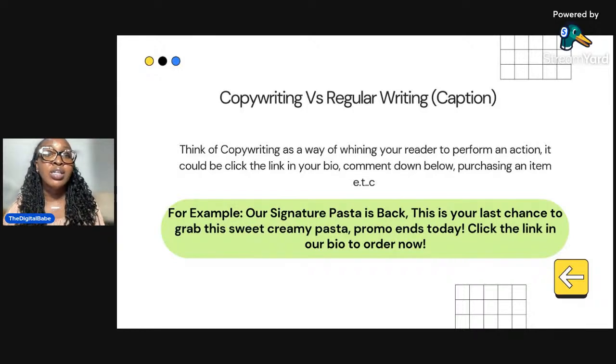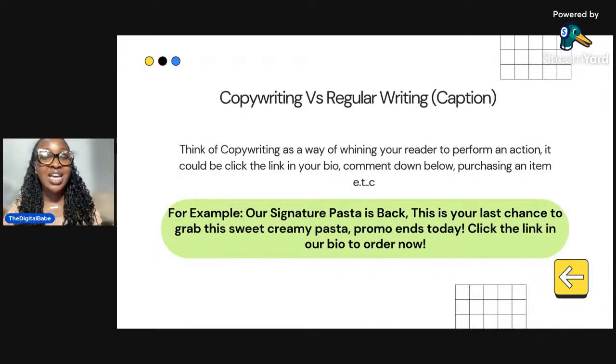So for example, this is an example of a copy. Our signature pasta is back. This is your last chance to grab this sweet creamy pasta. Promo ends today. If you see this thing, you're already eating the pasta in your mind. Even before you say you want to order the pasta, you've already eaten it. Because you can see how enticing this looks.